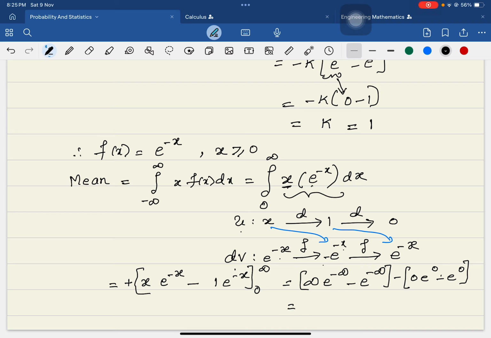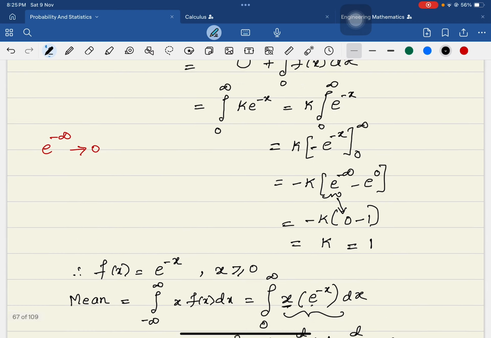Now we know that e power minus infinity is 0. Therefore, the upper limit part becomes 0, and at the lower limit e power 0 into 0 is 0, minus e power 0, which is 1. So it is negative of negative 1, which is positive 1. So the mean is 1. I hope you could understand.